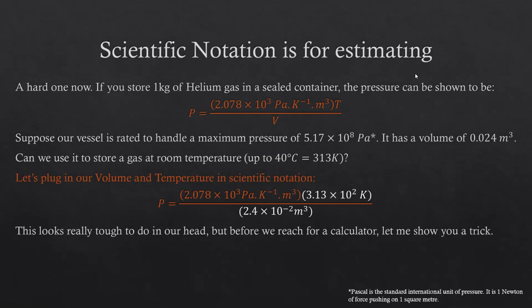Okay. So it turns out, and this is just something I'm going to tell you, this top line here, that if you store a kilogram of helium gas in a sealed container, the pressure that's going to be exerting outwards on the vessel is 2.078 times 10 to the 3. And then we've got some units here. This is pascals per Kelvin meters cubed. So whatever, some unit for this constant here. And this constant is all about the properties of helium and how gases work.